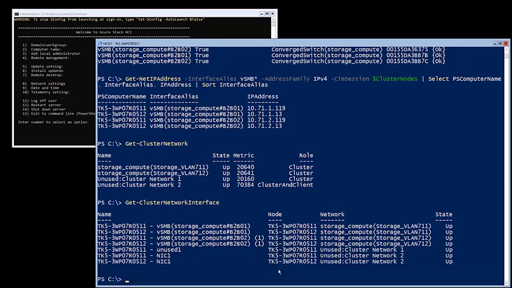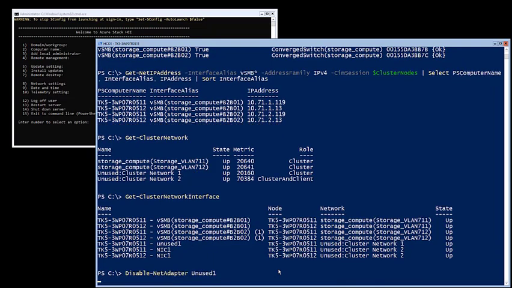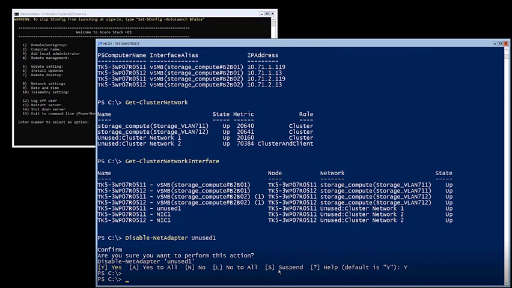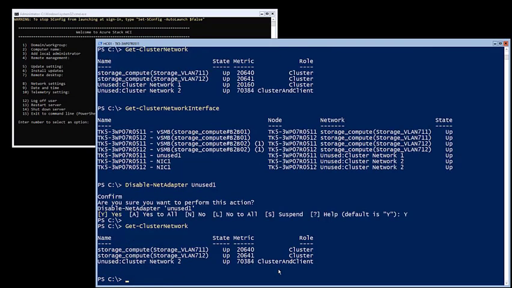Since we are not using this adapter, let us try to disable it using the Disable-NetAdapter cmdlet. After having disabled this adapter, we run the Get-ClusterNetwork command again, and now we have a much more cleaned up cluster network list.